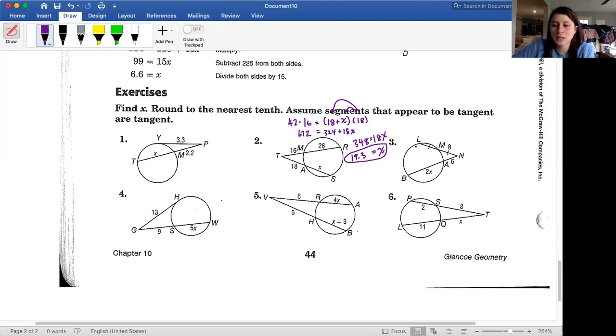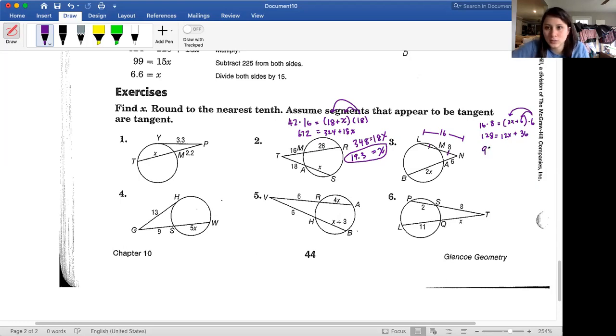So let's try number 3. These tell me that these two parts are congruent. So I'm going to write this as the entire length is 16, because 8 plus 8 is 16. So I have 16 times 8 equals 2x plus 6 times 6. So let's distribute this in. 16 times 8 is 128. 2 times 6 is 12x plus 36. Subtract 36 from both sides.